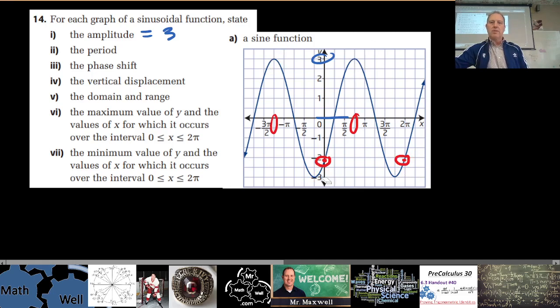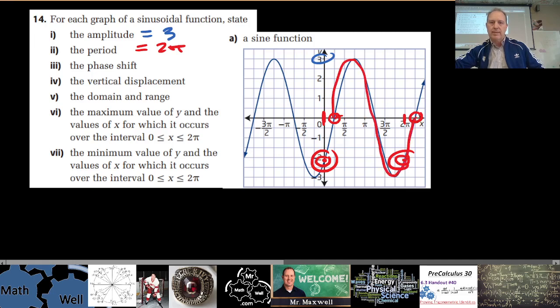Okay, can you see that from here to here is 2 pi? You go 0 to 2 pi. So the period looks like it's 2 pi. You could also go from the x-intercept to the next x-intercept, starting the next wave. That's the easier one to see. See, there's a full wave there. So that's 2 pi.